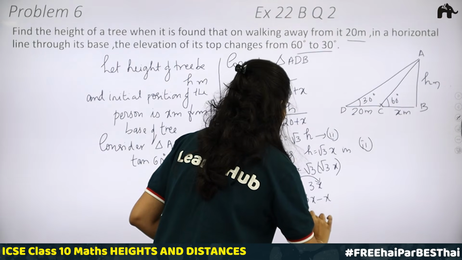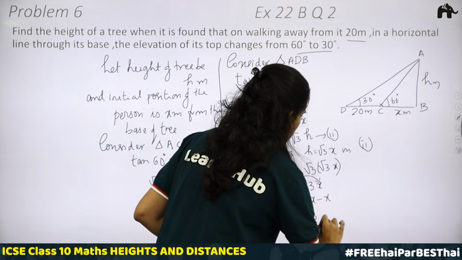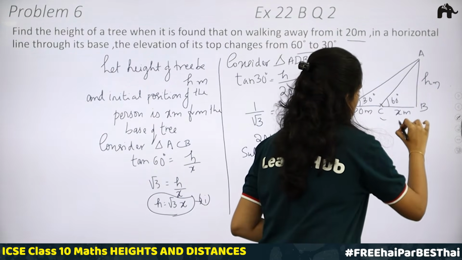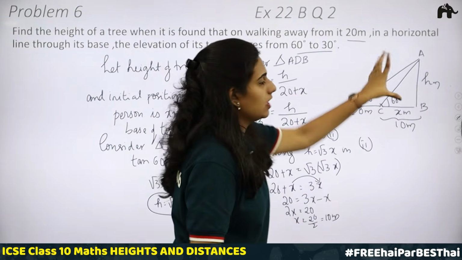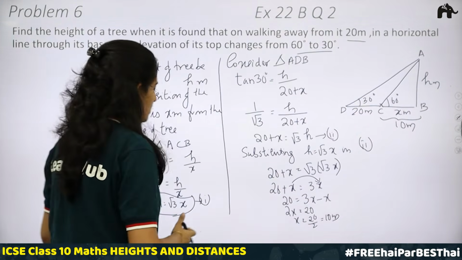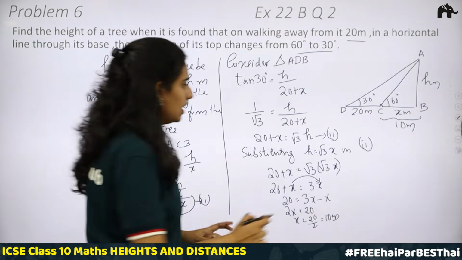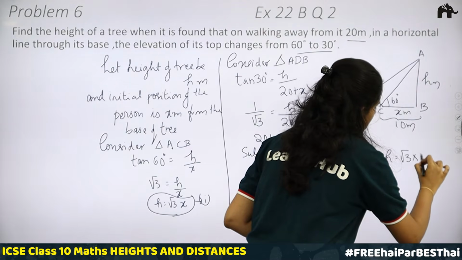If 2x is equal to 20, then what is x? x will be equal to 20 by 2, that is 10 meters. So we got this distance, 10 meters. What we have to find is the height of the tree. What is the relation? Here we have h is equal to root 3 times x.